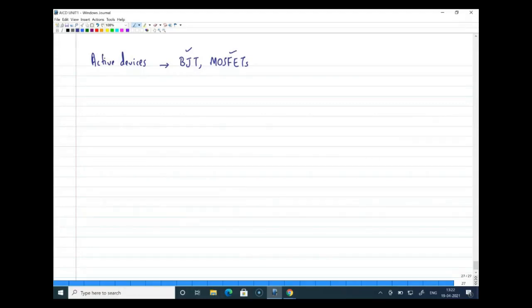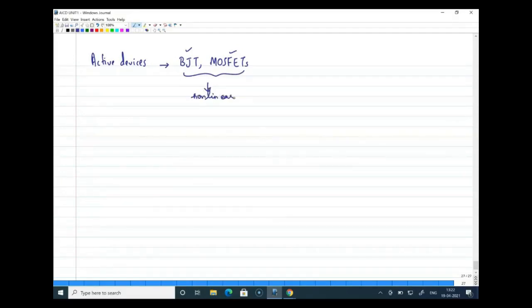Any answers for that? Non-linear. Very good, Avinash. Non-linear. How do you know that it is non-linear? Just by looking at the characteristics, we know that in a BJT, the current and the voltage are related in an exponential way, which is a non-linearity. Even in a MOSFET, in the ideal case, we would say that the MOSFET is a square law device because the current and voltage are related in terms of square. That is again a non-linearity, right? So all these active devices are non-linear.